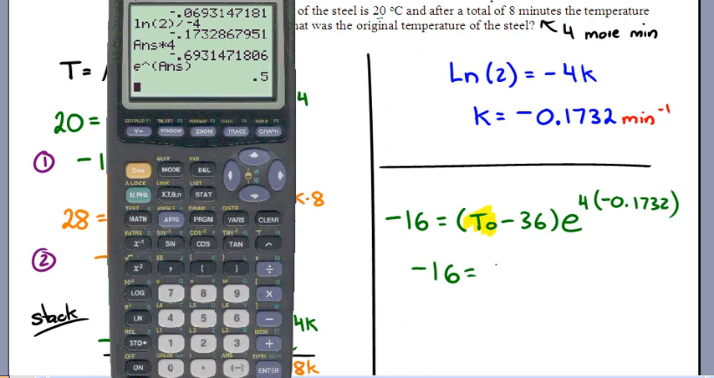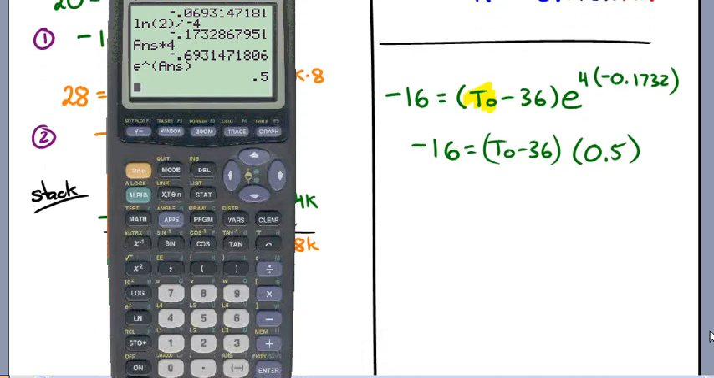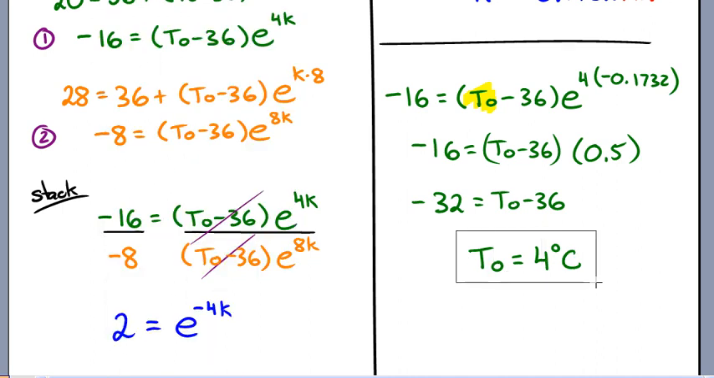Negative 16 is equal to this mysterious T naught minus 36 times 0.5. So I divide by 0.5, which makes the 16 get bigger, and I have negative 32 is the original temperature difference here. Okay, so negative 32, then I'm going to go and add 36, and I find out that the original temperature of that material when it came out of the freezer was 4 degrees Celsius. So you can even use Newton's law of cooling backwards as a Newton's law of warming. It's totally comfortable doing that.